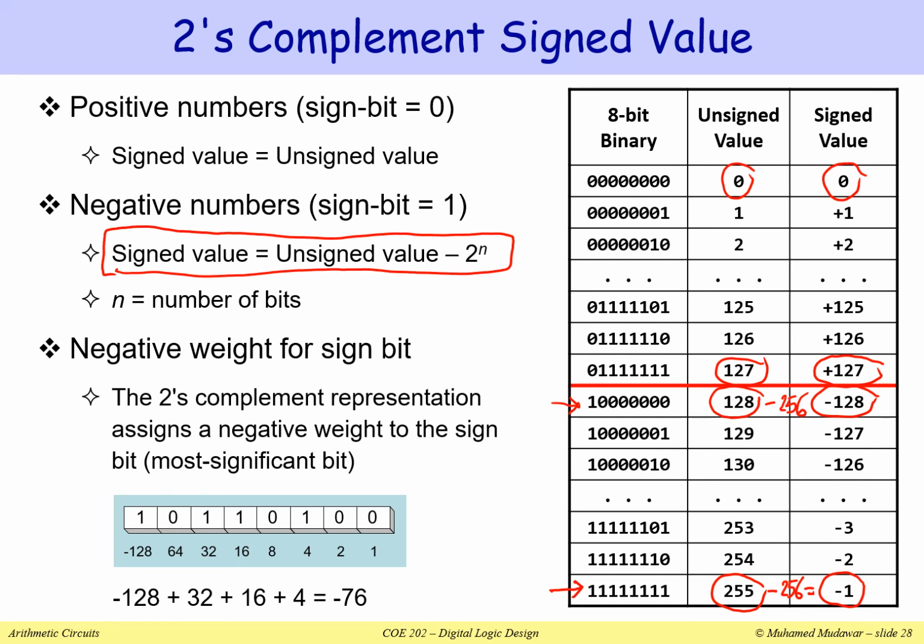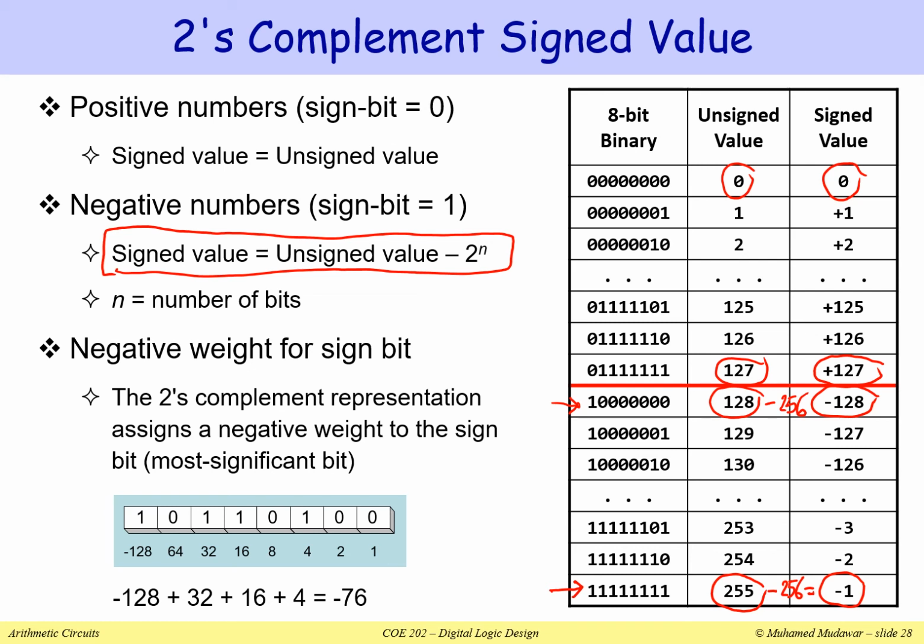Look at the unsigned value and then say minus 2 to the power n. N in this case is equal to 8. So minus 2 to the power 8 means minus 256. That's one way to obtain the signed value of a binary number when it is represented in the 2's complement representation. That's the signed value.